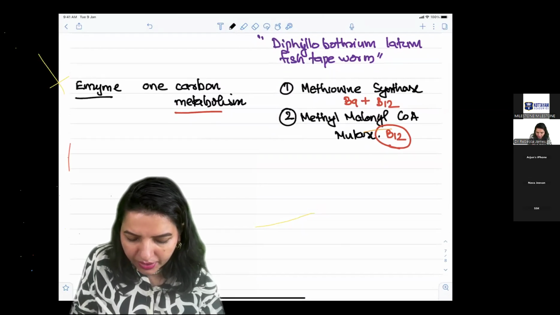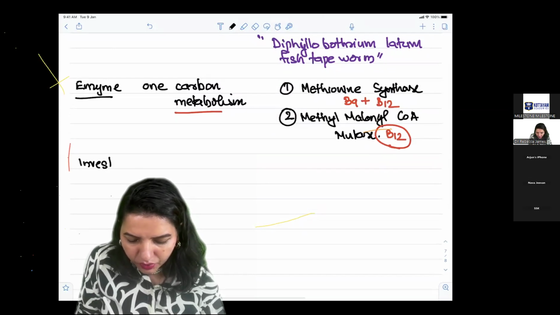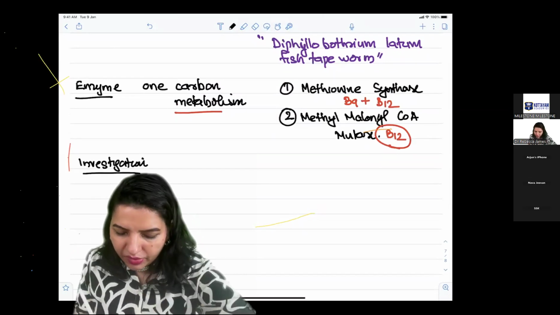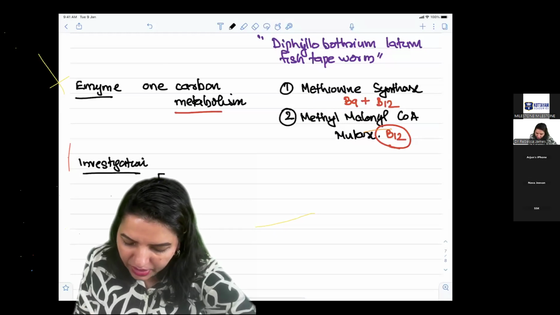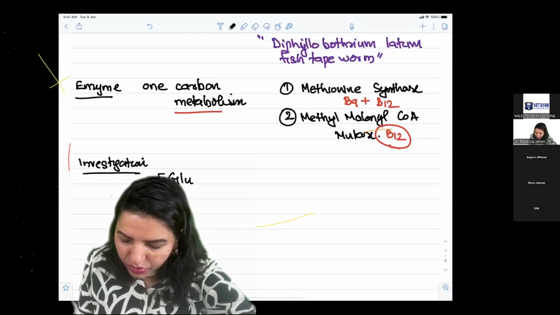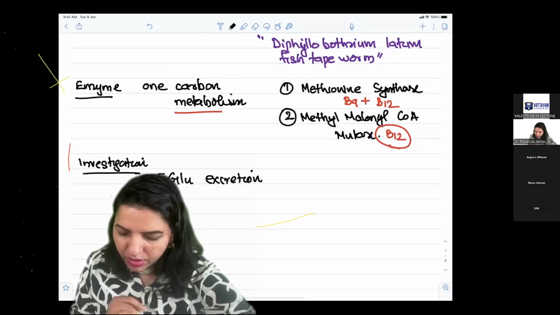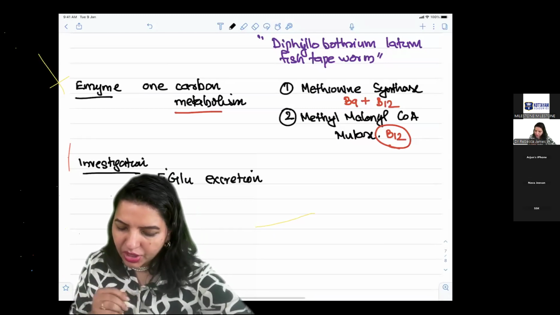So what are the findings or the investigations that we can do? B9 versus B12. So in one carbon defect, what is excreted in urine? In the case of B9, this I will tell you later. You just write it here: FIGLU excretion. We will study FIGLU later, for FIGLU excretion.